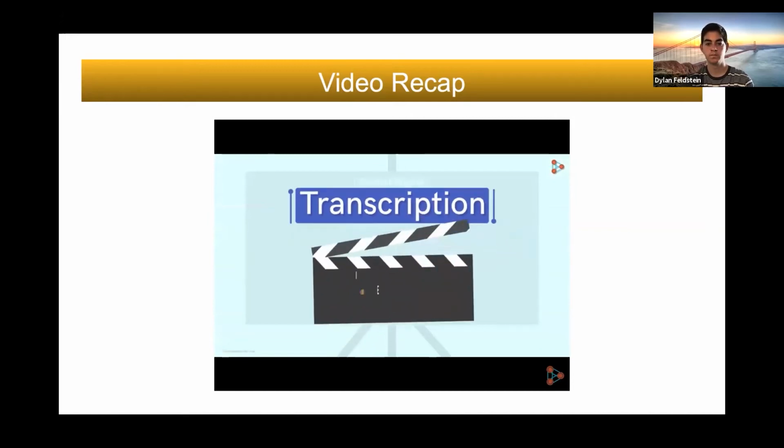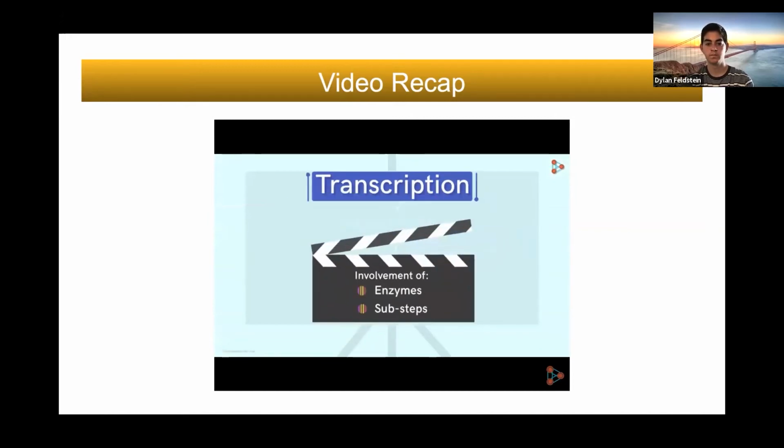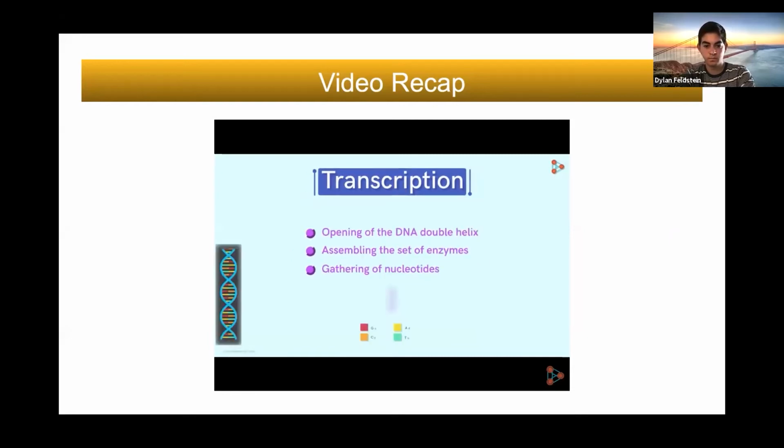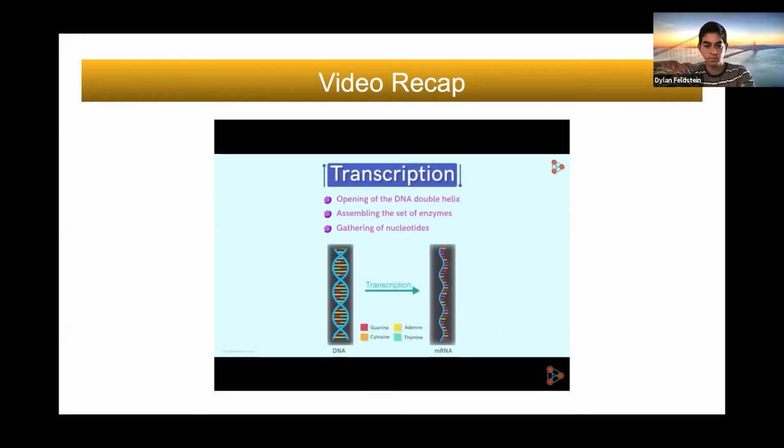There are several enzymes and substeps involved in the process. We are referring to steps like opening of the DNA double helix at a specific point, assembling the set of enzymes, gathering of nucleotides, and so on. After all these steps, an mRNA is formed. The mRNA is like an exact copy of the DNA sequence that codes the protein. The only difference between the two is that mRNA is single-stranded and the base thymine is replaced by uracil.